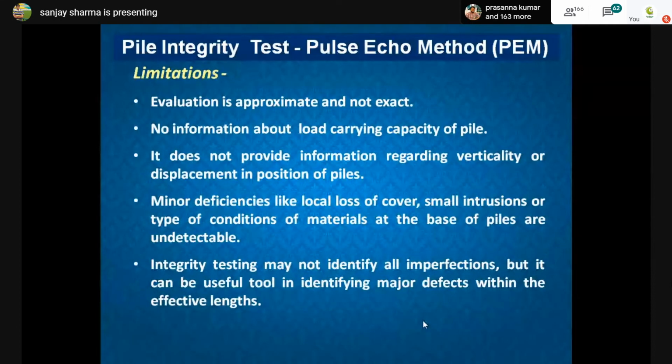So it has got some limitations: the evaluation is approximate, not exact, and no information about the load carrying capacity of the pile is there. If you are very particular that your quality is okay, but you want to see whether the pile will be able to carry additional load, it is not possible to do that. So minor deficiencies are ignored. So that way, some information it may not be able to identify.